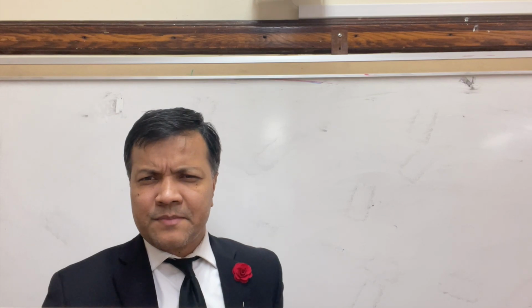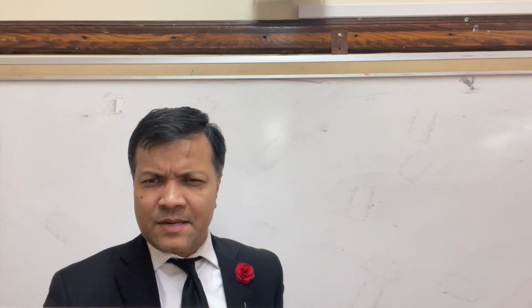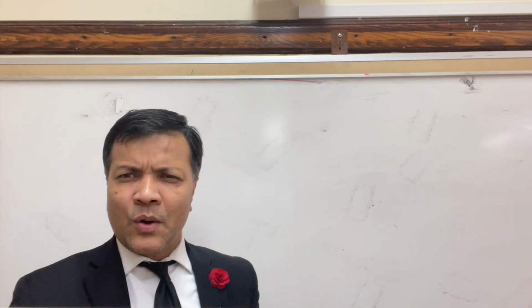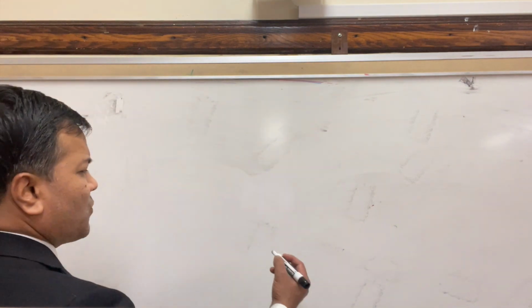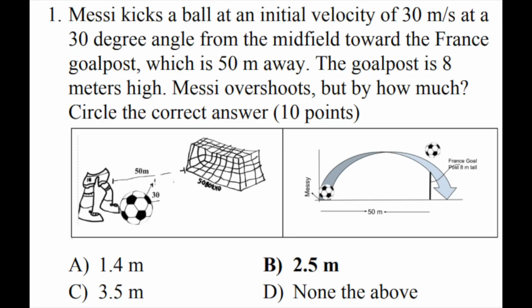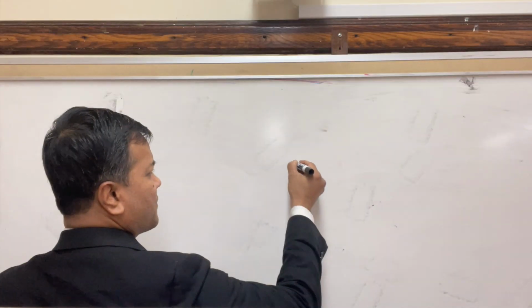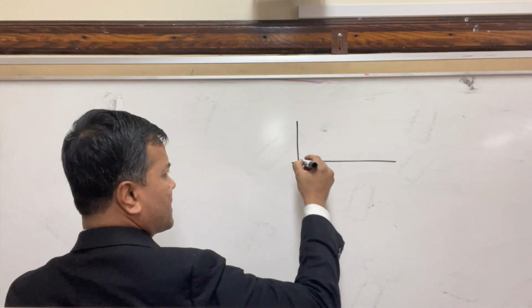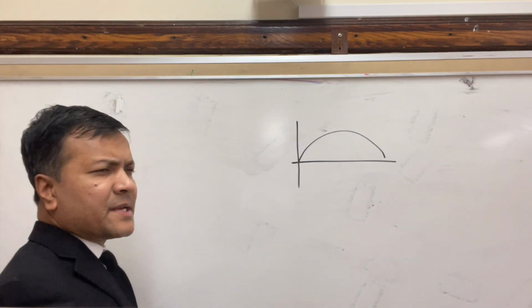Let's go over exam number 6 and let's start our conversation with problem number 1. So problem 1 is the trigonometry problem. What happened? Parabola. So projectile motion creates a parabola.